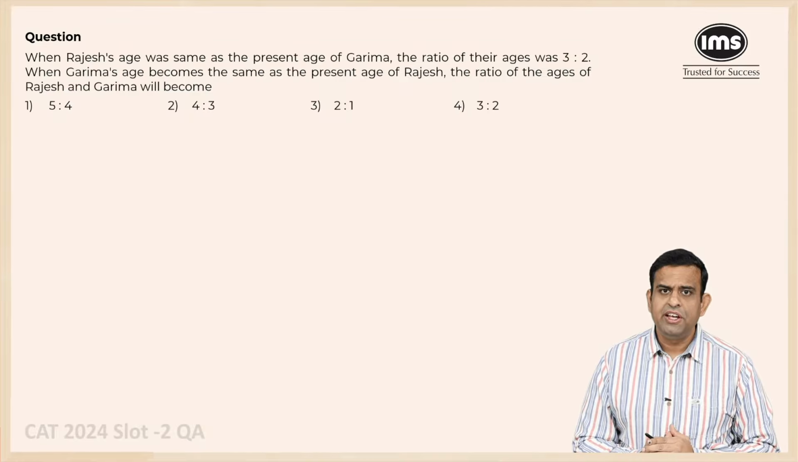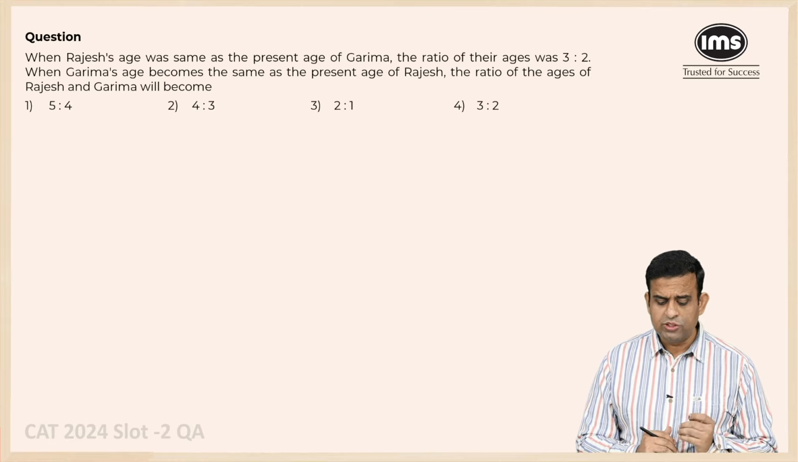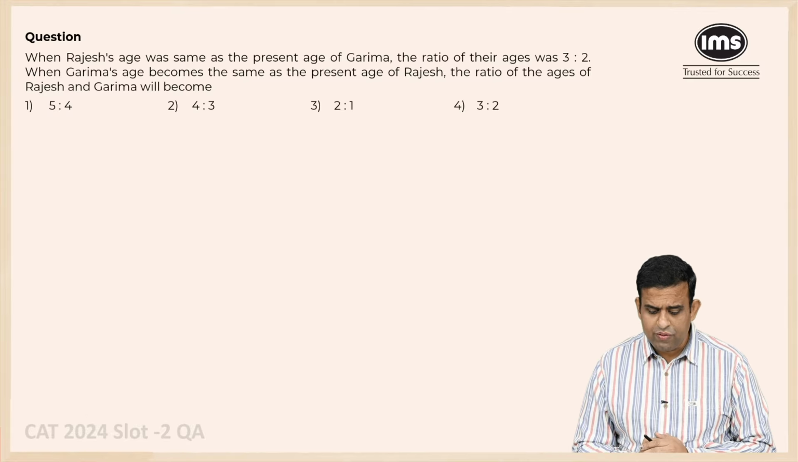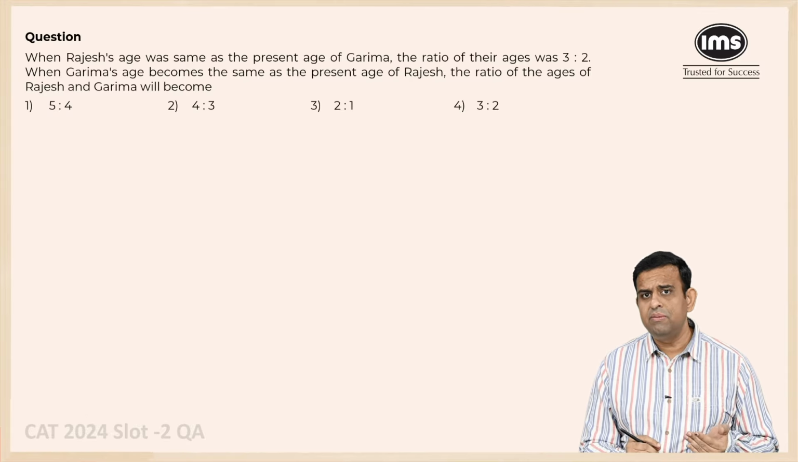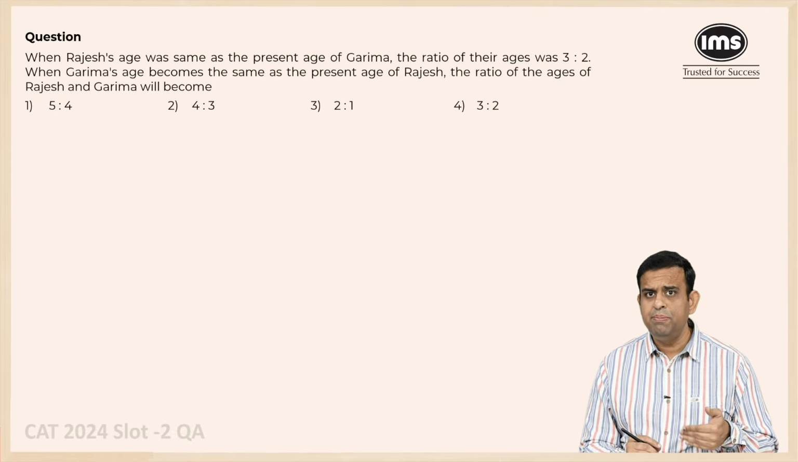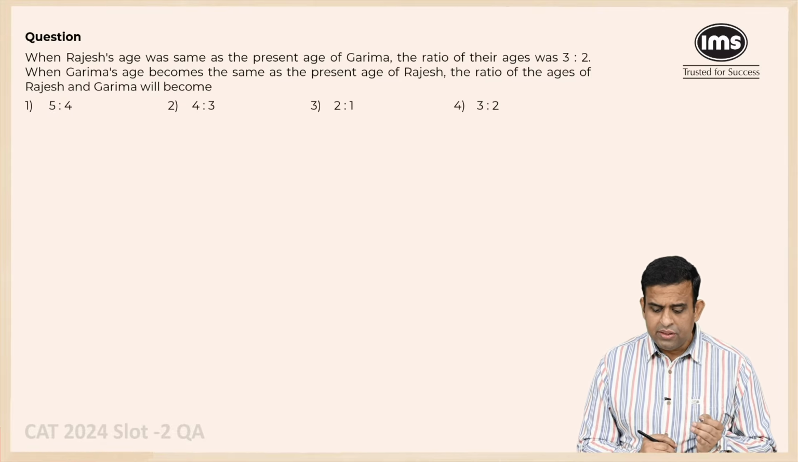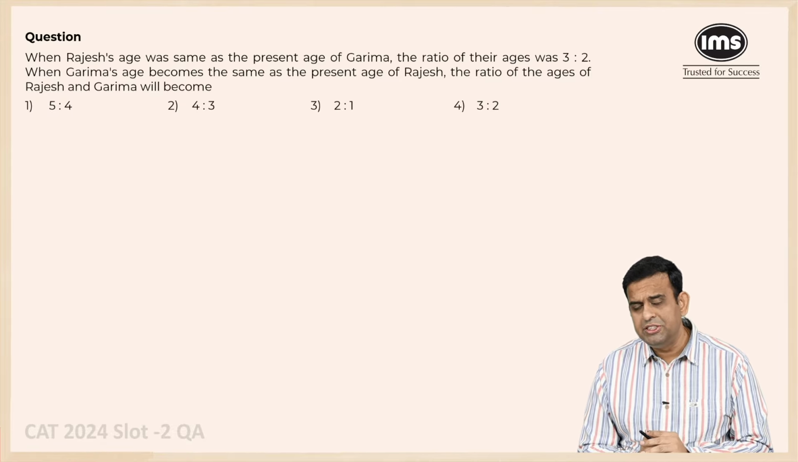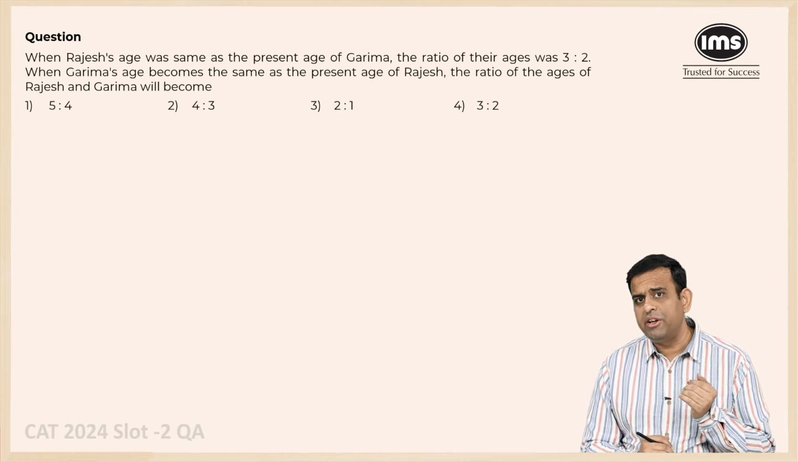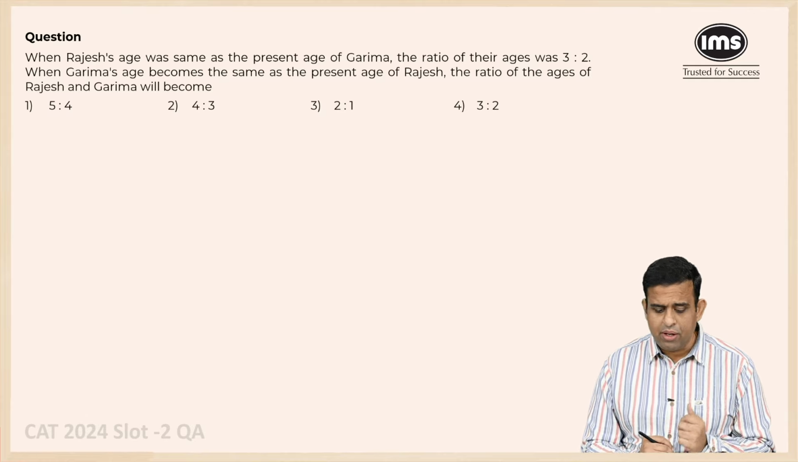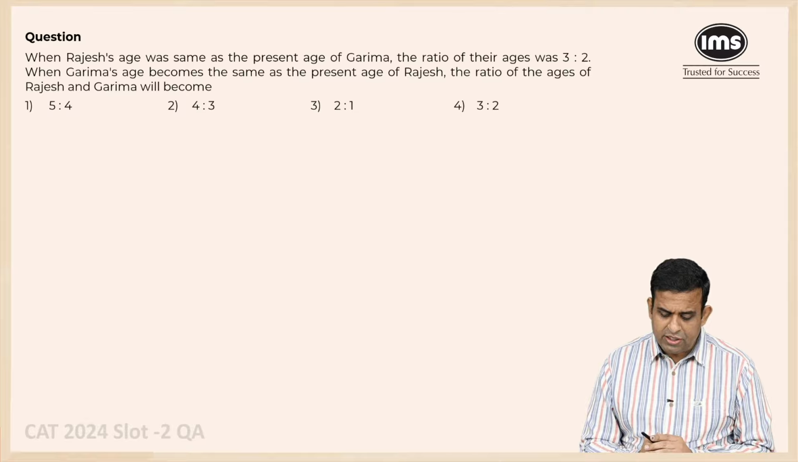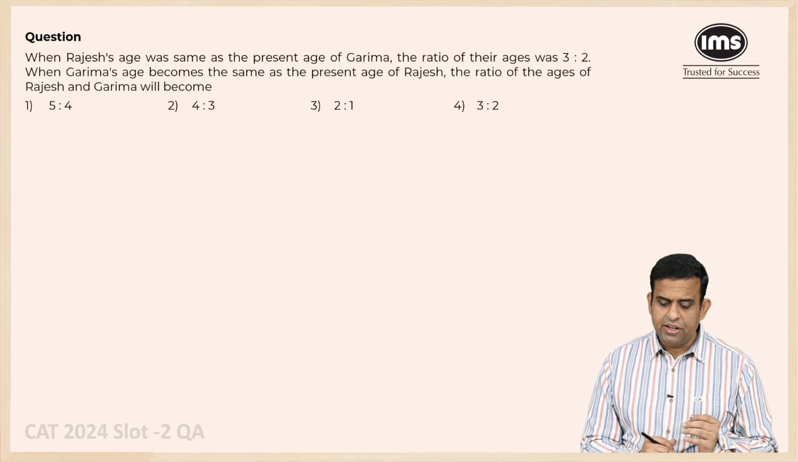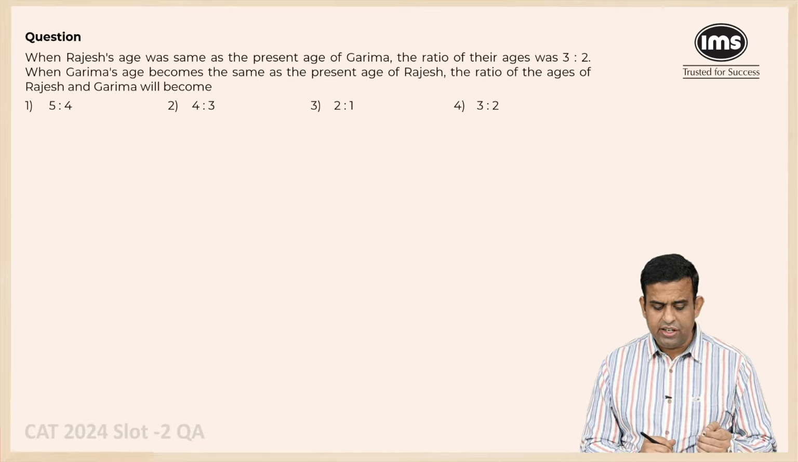In the next sum, they are saying that when Rajesh's age was the same as the present age of Garima. So understand, in this particular sentence, they are comparing Rajesh's past age with the present age of Garima. The ratio of their ages was 3:2. So at that point of time, the ratio of the age of Rajesh and Garima was 3:2. When Garima's age will become the same as the present age of Rajesh, the ratio of the ages of Rajesh and Garima will be how much?